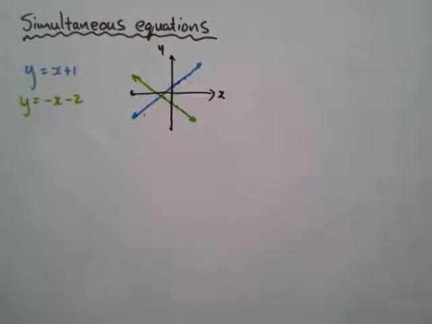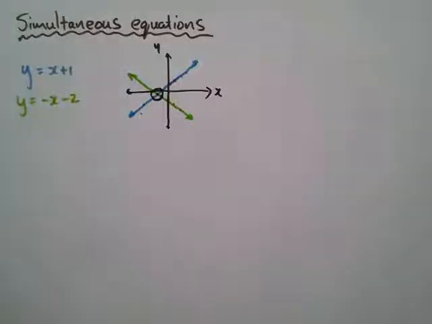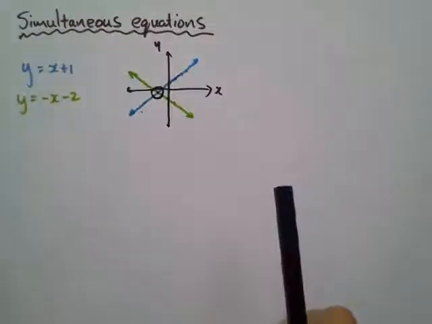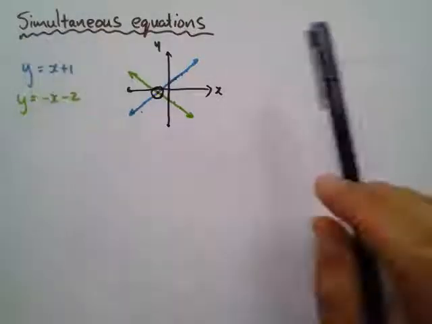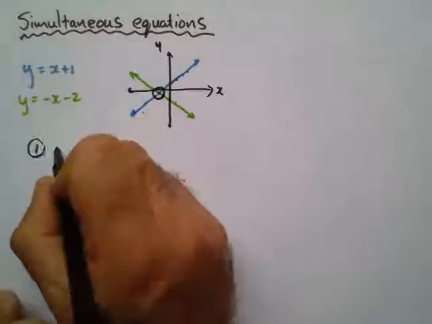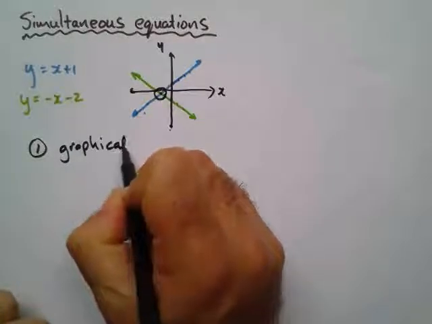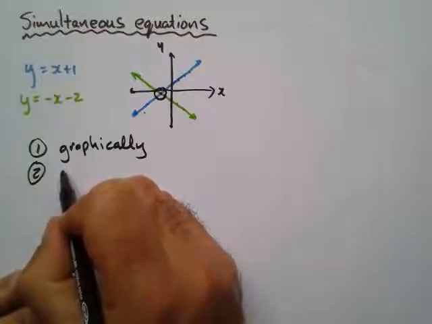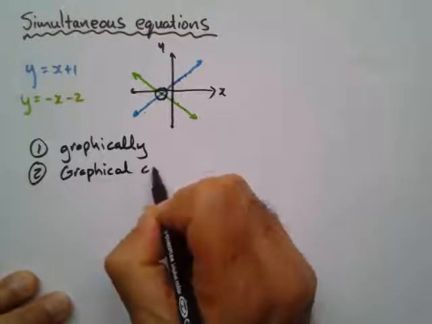And at one point, only at one point, these two graphs have exactly the same answer. So when we have two equations, unless they are running parallel to each other, they will intercept at one point. And the way to find this is by simultaneous equations. The first way that we can do it is graphically, like we've done now. So that is graphically. The second way that we can do it is graphically, but with our calculators. So graphical calculator.